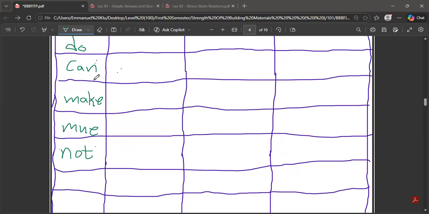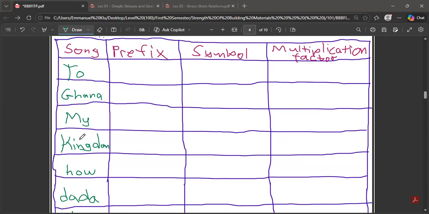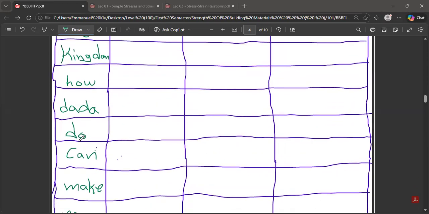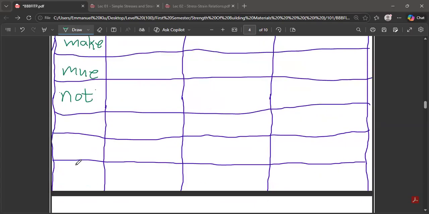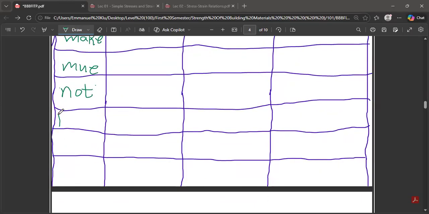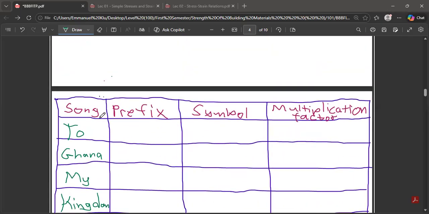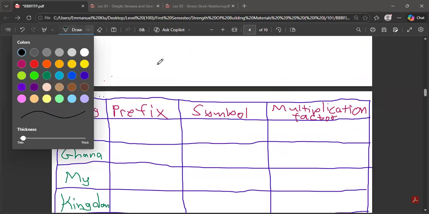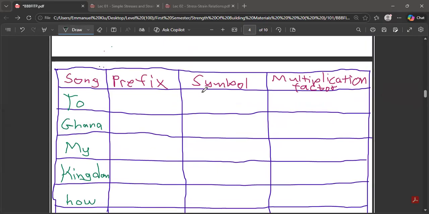So this becomes what? To Ghana, my kingdom, how Dada do can make Mew not perform. Okay. So how are we going to come with all the symbols? First of all, you have to remember to go and write the symbol first. And the symbol is going to help you even know the names. Okay. So good. From here, what are we supposed to do next? We can just start writing the symbols.